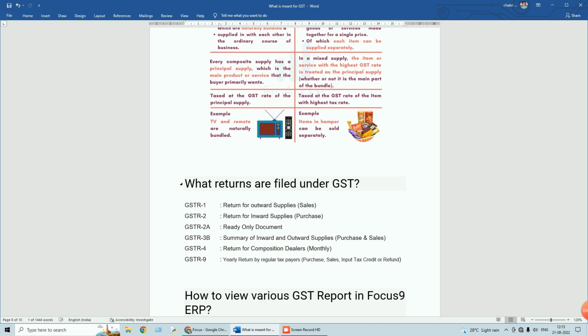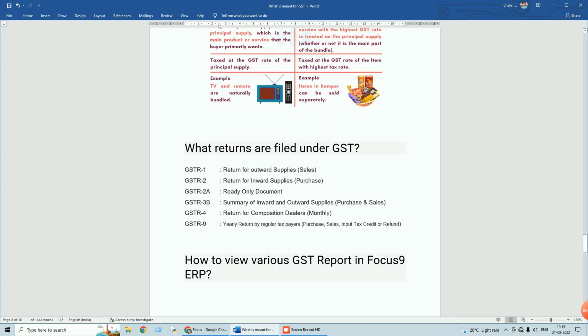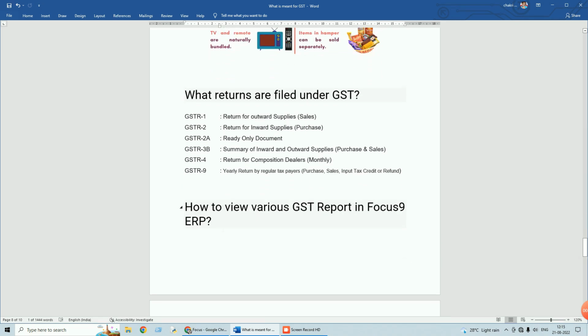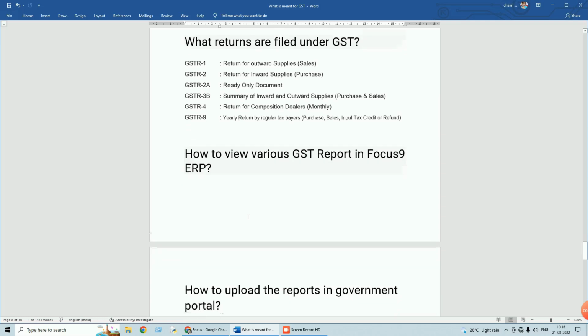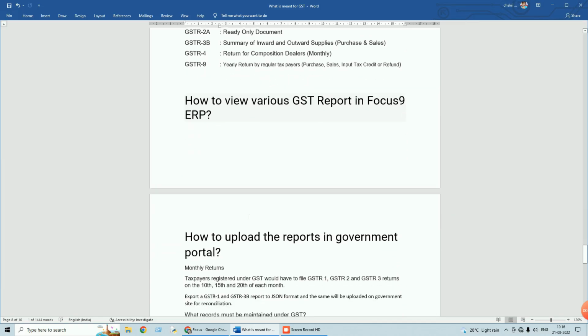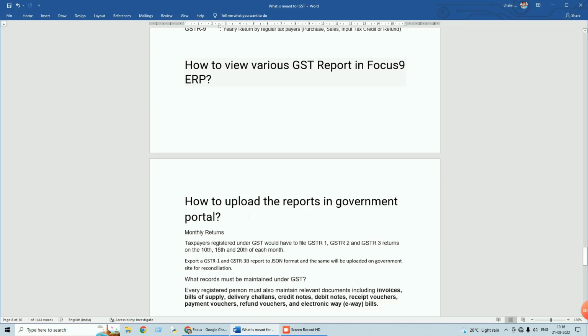GSTR4 means return of composite dealers. GSTR9 means yearly return by regular taxpayers, which includes purchase, sales, input tax credit or refund. Now what are the various GST reports in Focus 9? This I will show you in Focus 9, how the reports will appear. Also how to upload the reports in the government portal. Once I show you these reports, I'll brief you about how to upload them in the government portal.